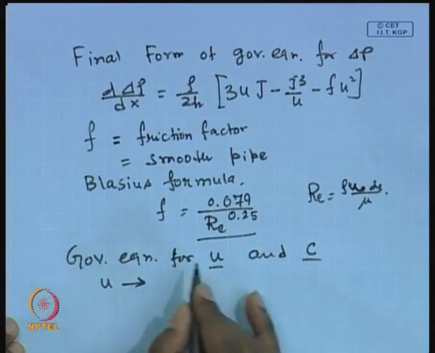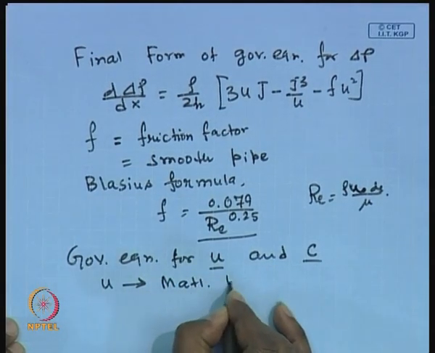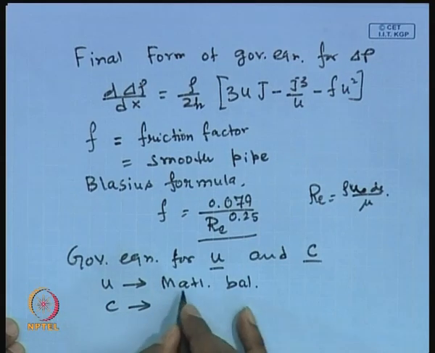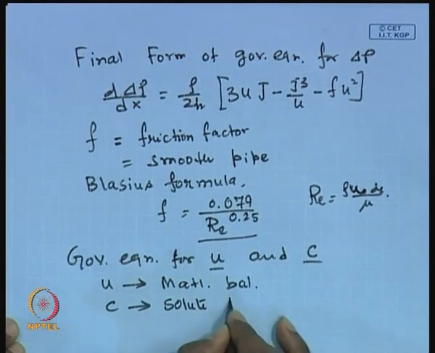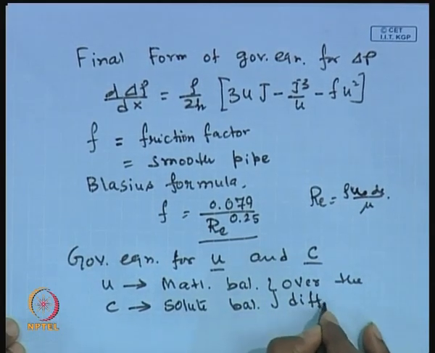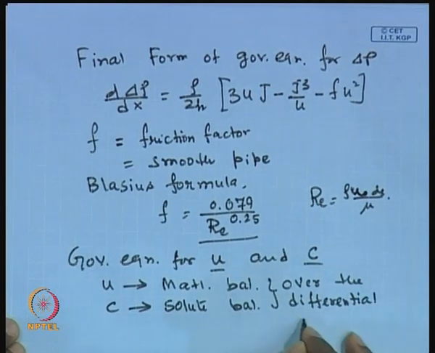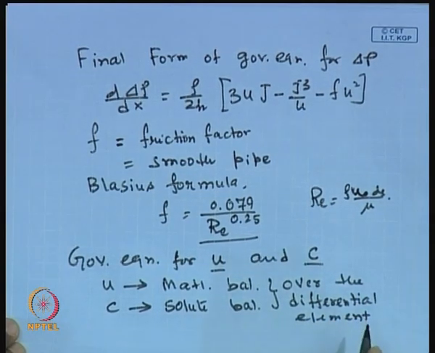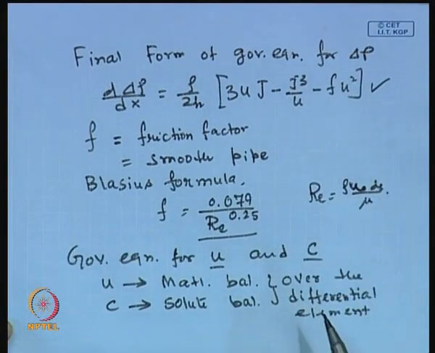The governing equation of u can be obtained by material balance, and the governing equation of c will be obtained as the solute balance or species balance over the differential element of the module that we have already discussed earlier. Only thing is, what is new in the turbulent flow? The governing equation of transmembrane pressure drop will be changed from the laminar flow, and it will be obtained from the overall energy balance over the differential element.